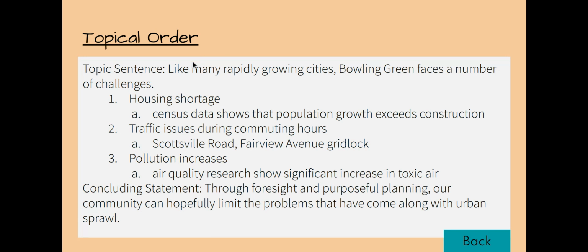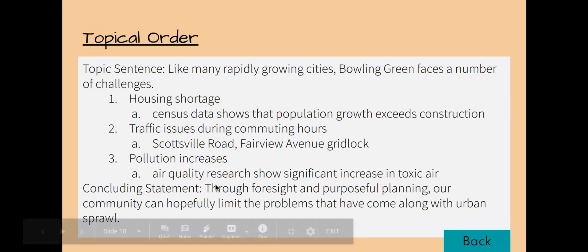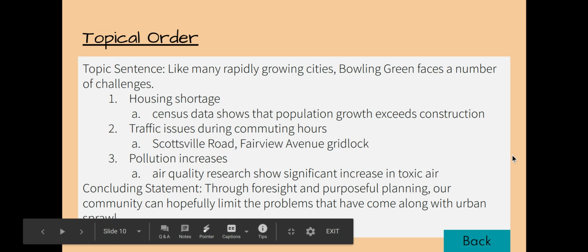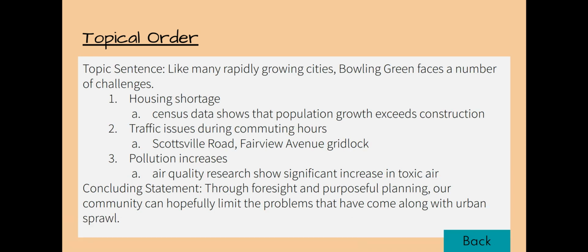So here we have a topic sentence that sets us up to hear a number of challenges. We have the 3 challenges, each with a general statement about the challenge, followed up with a specific fact, story, or anecdote. That's where you would do your methods of development. And then you have a concluding statement to let readers know that you're wrapping up this particular topic before you move on to the next one.